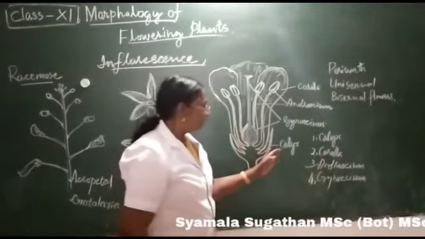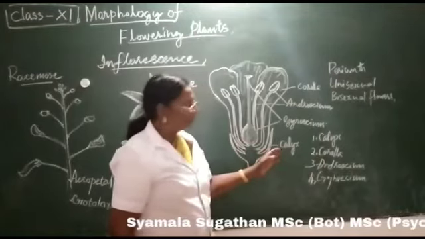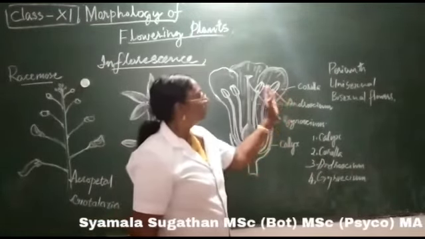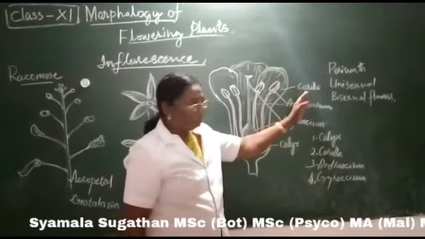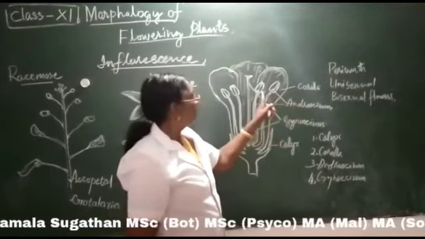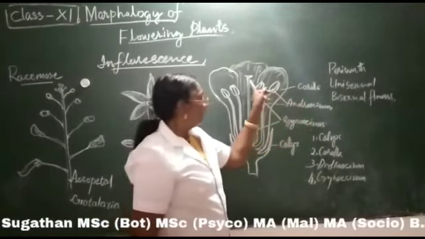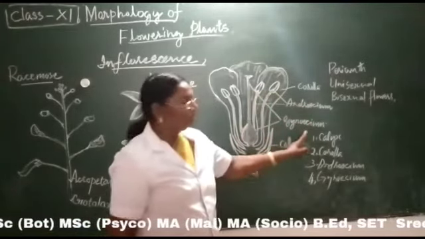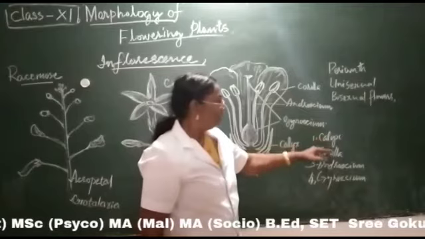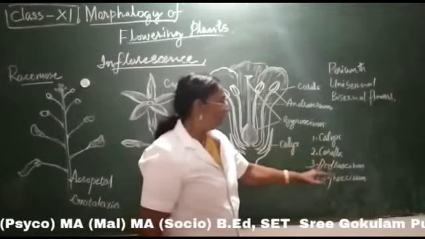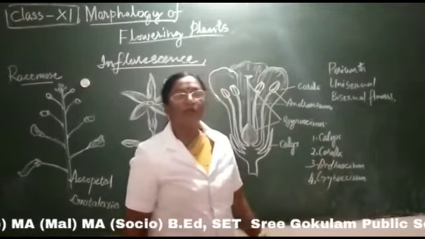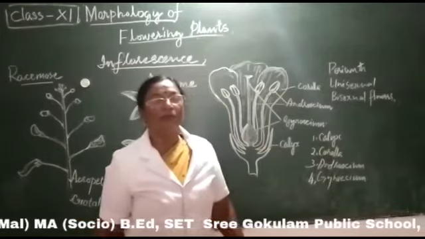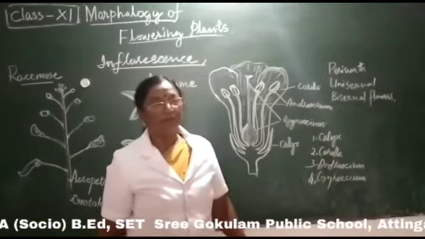Here it is the calyx, which is formed of sepals. Here the corolla is formed of petals. Then androecium is formed of stamens, and gynoecium is formed of carpels. Thus we can see calyx, corolla, androecium and gynoecium are the four different whorls of a typical flower.